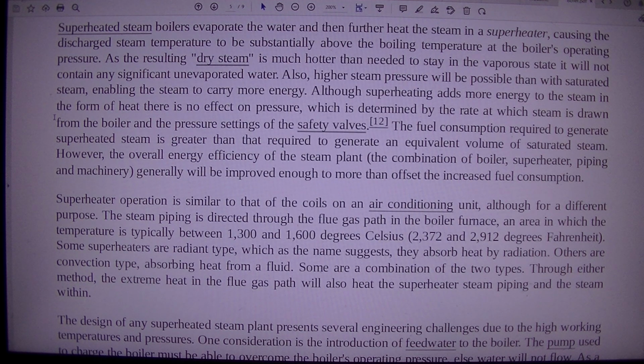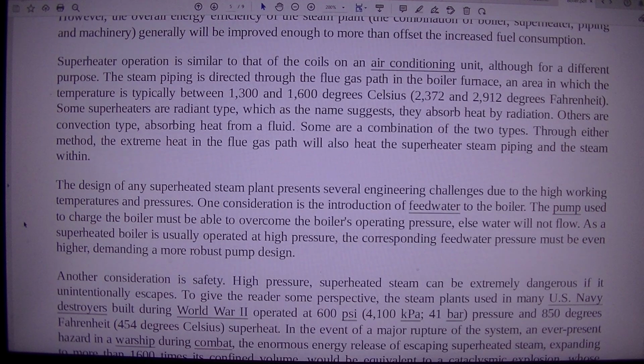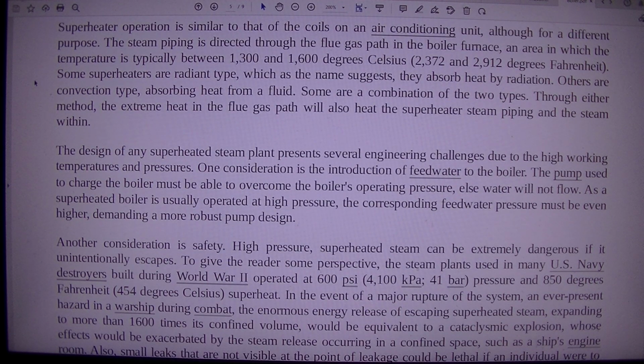However, the overall energy efficiency of the steam plant, the combination of boiler, superheater, piping and machinery, generally will be improved enough to more than offset the increased fuel consumption. Superheater operation is similar to that of the coils on an air conditioning unit, although for a different purpose. The steam piping is directed through the flue gas path in the boiler furnace, an area in which the temperature is typically between 1300 and 1600 degrees Celsius, 2372 and 2912 degrees Fahrenheit. Some superheaters are radiant type, which, as the name suggests, absorb heat by radiation.